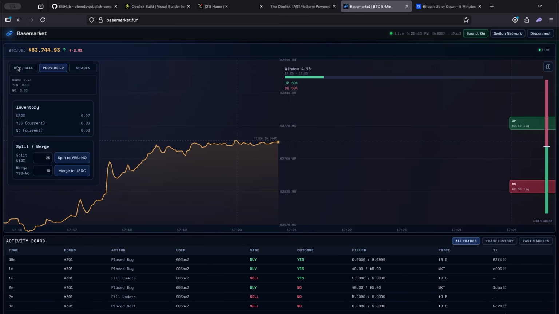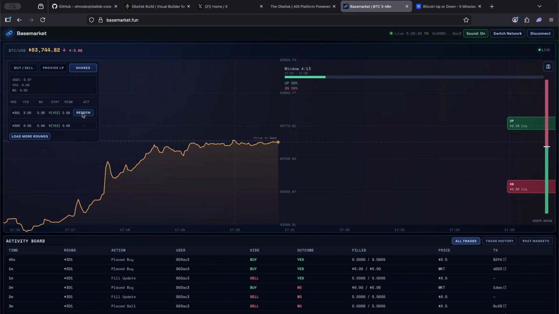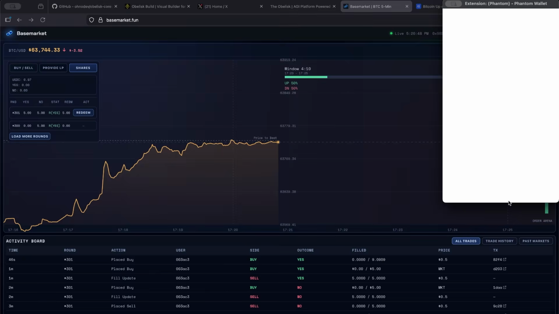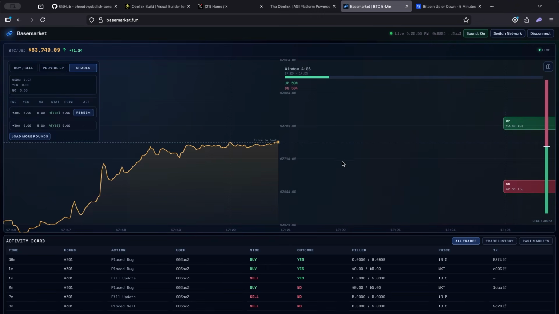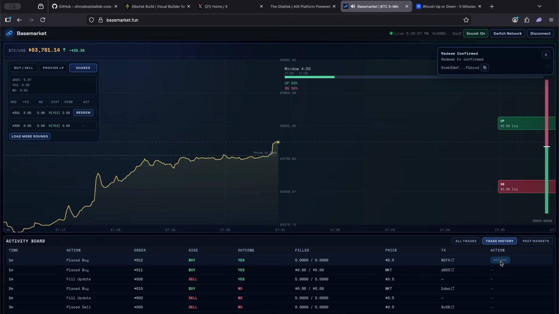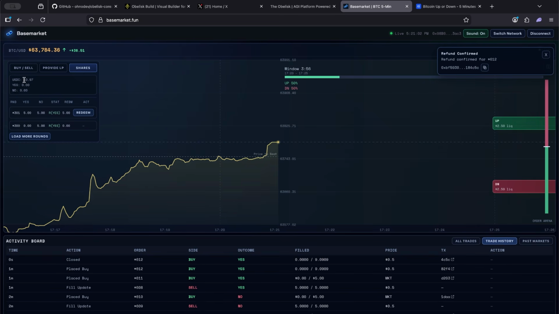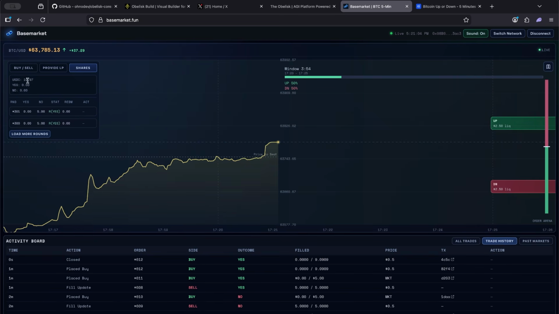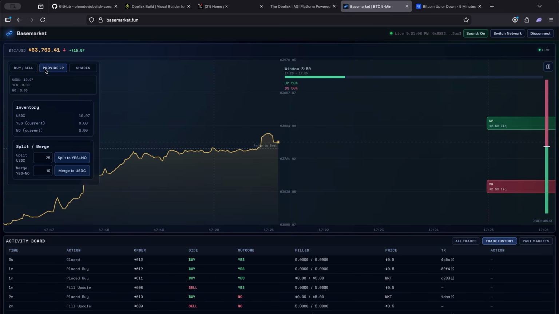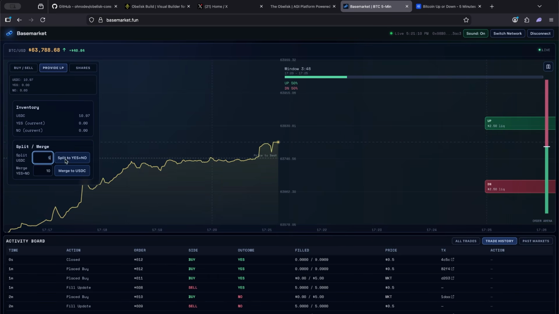Let's say we split. We need to get some money back here. Let's get our shares back. Now we got the money back, as you can see, minus a little bit of fees. So we started with 11 USDC, and now we have a tiny bit less, but it's just because of the fees. So for now, providing LP again, we're going to do $5.